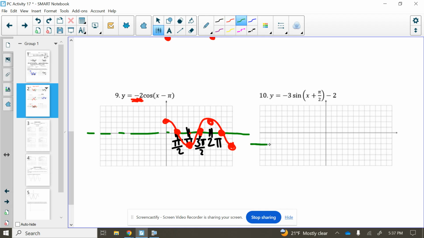All right, our last example has a lot going on. It starts with that vertical shift down, so our midline's through y = -2. And then this time we're actually shifting our graph to the left, pi/2. So normally we see going to the right here, 2 pi. This time we're going to start our graph shifted to the left at -pi/2.